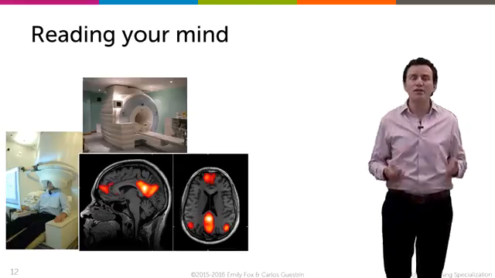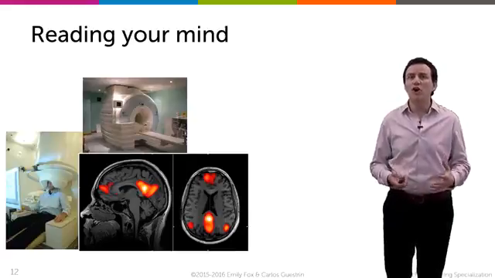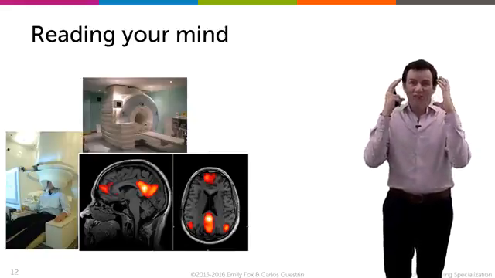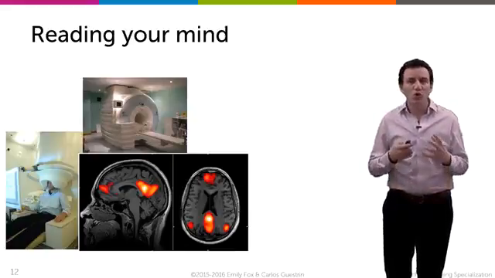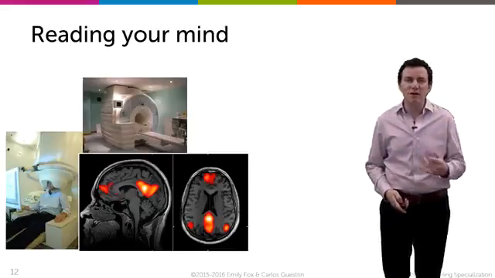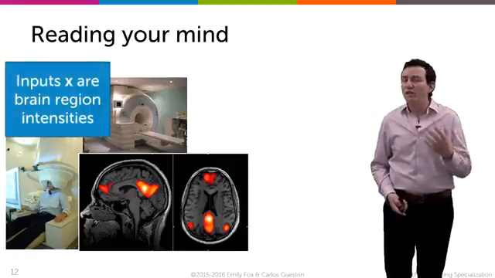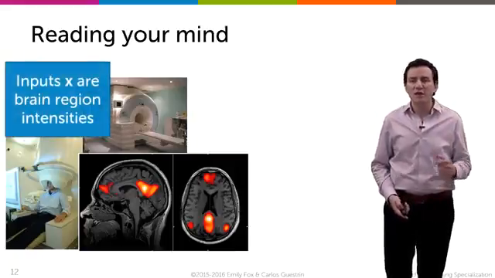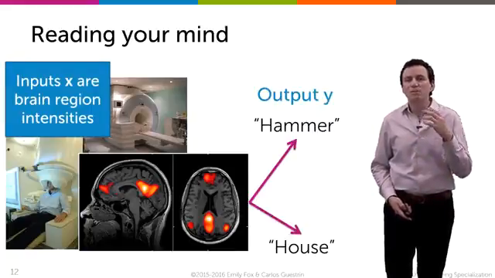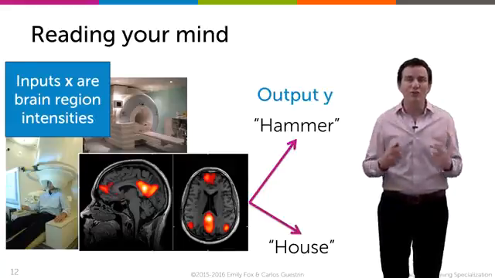Perhaps one of the most fun and surprising examples of classification is work that one of my colleagues, Tom Mitchell, did, which is pretty amazing. You take a scan of your brain as you look at a word, and based on that image from what's called an fMRI, he can make a prediction as to what kind of word you're reading. So for example, based on the image of your brain, it can predict if you're reading, say, the word hammer or the word house, which is basically reading your mind.